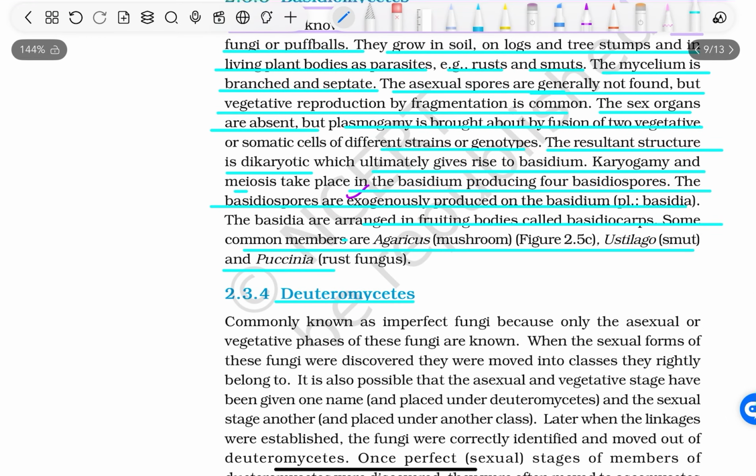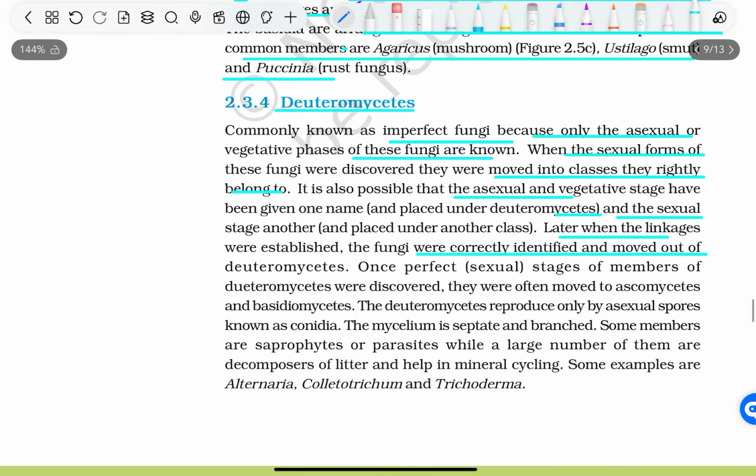Deuteromycetes, that is the last type of fungus, commonly known as imperfect fungi because only the asexual or vegetative phases of these fungi are known. When the sexual forms of these fungi were discovered, they were moved into classes they rightly belong to. It is also possible that the asexual and vegetative stage has been given a name and placed under Deuteromycetes, and the sexual stage another and placed under another class. Later, when the linkages were established, the fungi were correctly identified and moved out of Deuteromycetes. Once perfect sexual stages of members of Deuteromycetes were discovered, they were often moved to Ascomycetes and Basidiomycetes.